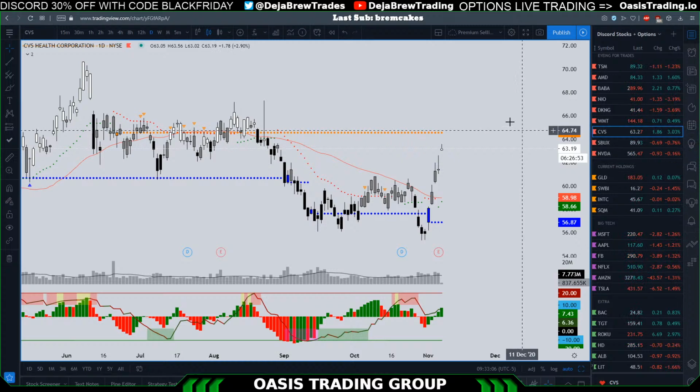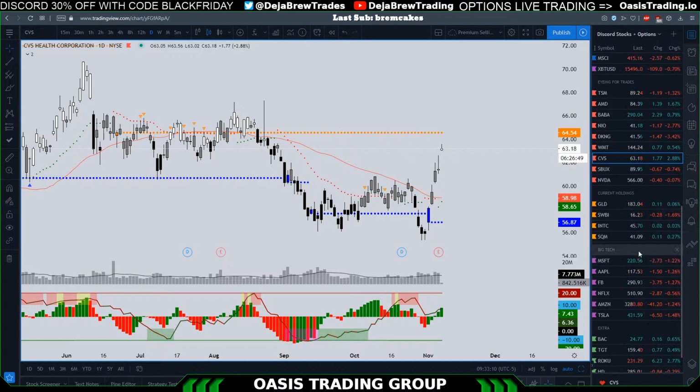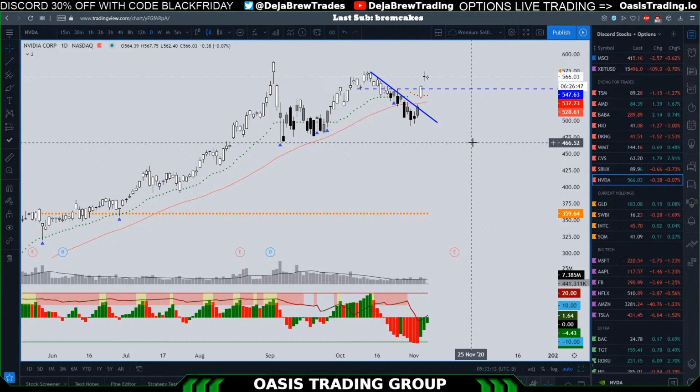Careful, Nvidia is at resistance. It tagged resistance yesterday and pulled back. I wouldn't trade it, careful here. Yeah, if you're not already in Nvidia, it's a weird spot to take it.